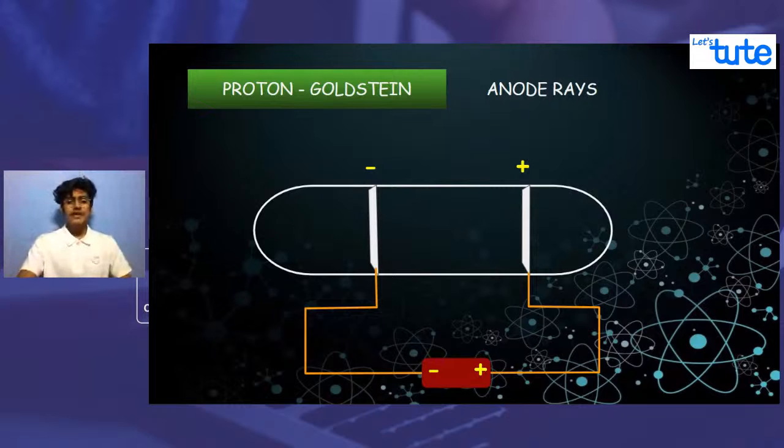Now, a very important thing performed by Goldstein: he took a cathode sheet which had holes in it. This time the anode wasn't having holes, the cathode is having holes in it, of course.